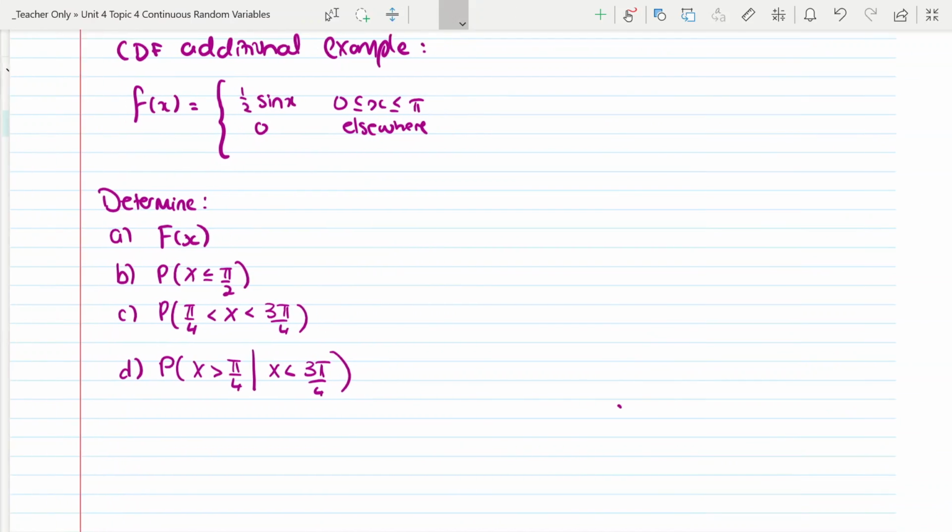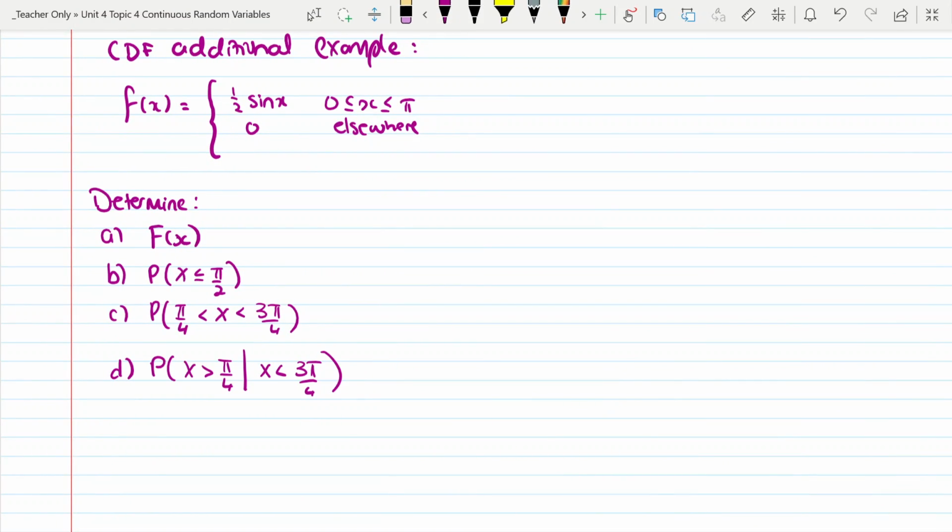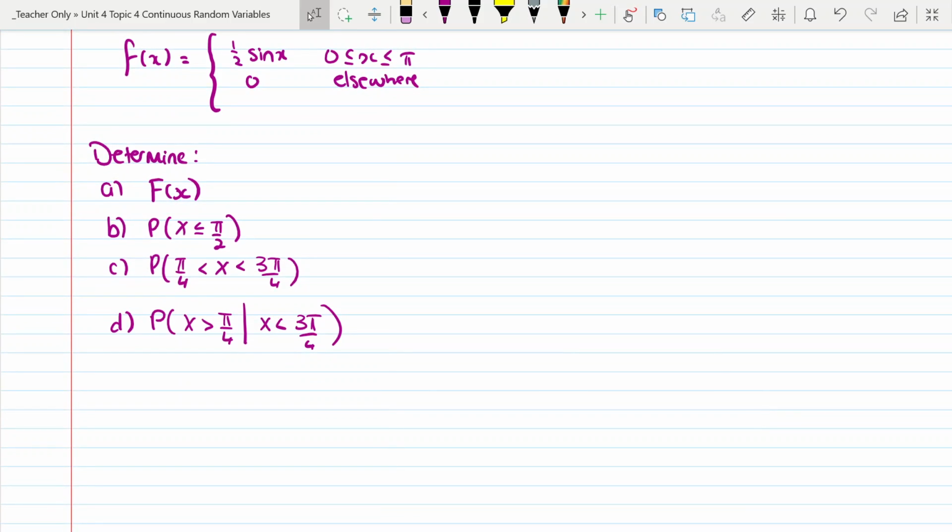Right, I wanted to do one more example with you just to give you a better feel for this cumulative density function. And I've picked a trig function just because we haven't had a whole lot of practice with trig functions. And we've got half sine x between 0 and pi and then 0 elsewhere. Okay, so the first thing we need to do is find f of x, capital F.